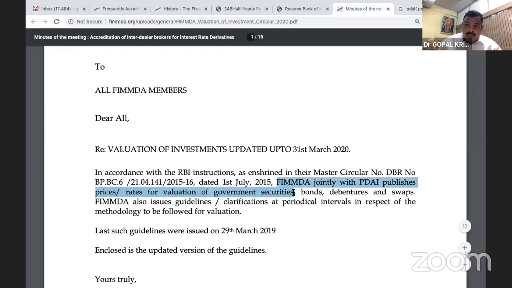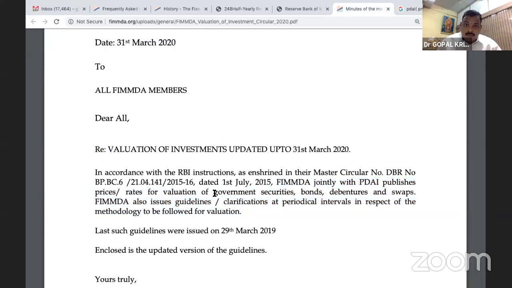So FIMDA jointly with the PDAI publishes prices or rates for valuation of government securities, bonds, debentures, and swaps. These are called fixed income securities, for your information. Now, as the name suggests, there will be a fixed return. Unlike equity shares where the returns are variable or sometimes there is no return, here the returns are fixed. That is why the term is called fixed income securities. FIMDA also issues guidelines and clarifications at periodical intervals in respect of the methodology to be followed for valuation. So that is why this is also included in your syllabus.